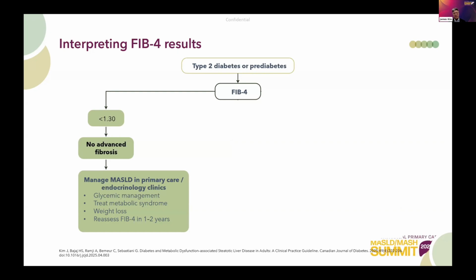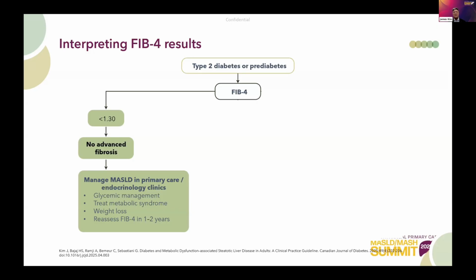We made a recommendation to reassess FIB-4 in 1 to 2 years, and that really depends on the patient's metabolic profile. We've heard from many specialists that they would prefer to repeat the FIB-4 test, especially if the person has type 2 diabetes, because when someone has type 2 diabetes with MASLD, the type 2 diabetes makes the MASLD like a little beast.